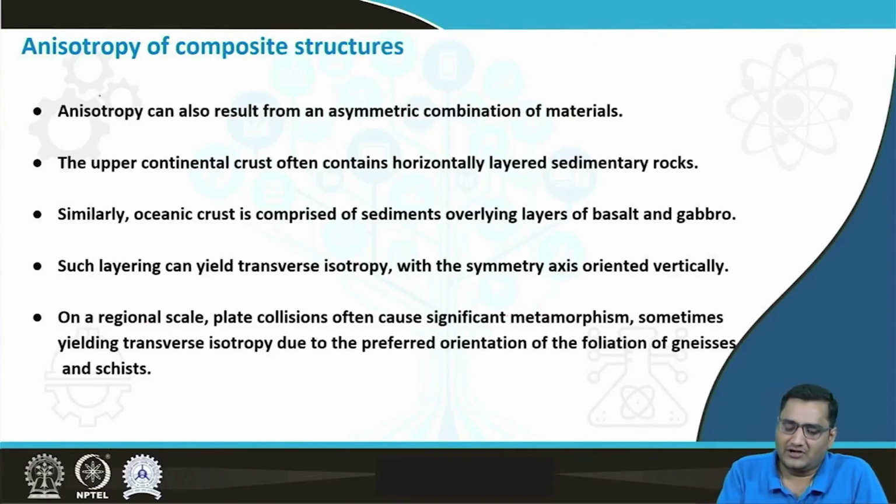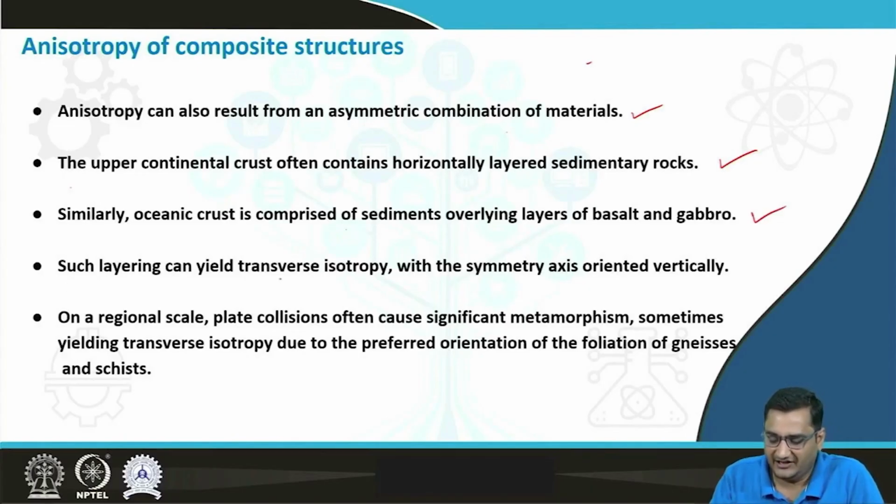If we talk about anisotropy of composite structures, there are further some points that we must remember. Anisotropy can also result from an asymmetric combination of material. The upper continental crust often contains horizontally layered sedimentary rocks. Similarly, oceanic crust is comprised of sediments overlying layers of basalt and gabbro. Such layering can yield transverse isotropy with the symmetry axis oriented vertically.